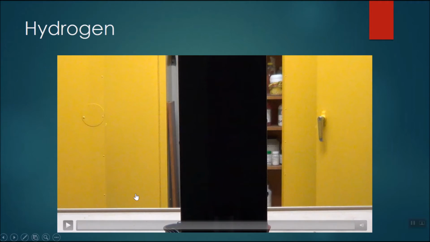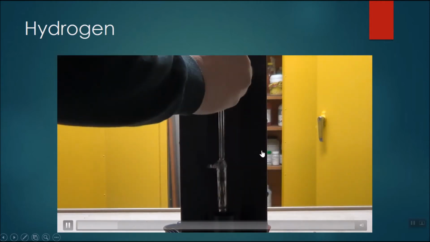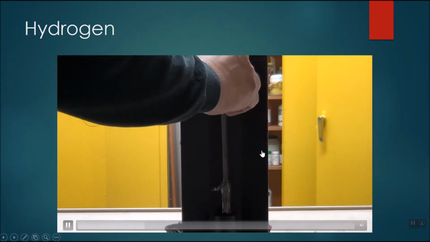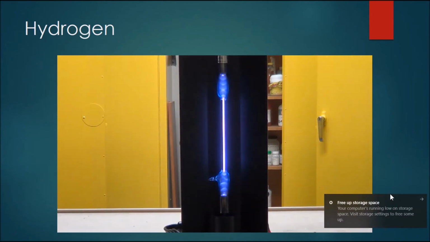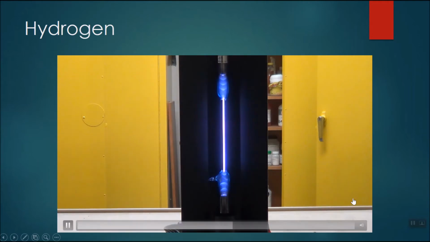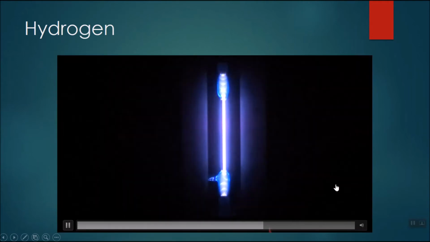So first up is going to be hydrogen. This is a power supply that's just going to give it electricity. You're going to watch me put the tube. This is a tube of hydrogen. Hard to see the colors, but you can see there is a kind of a purplish hue.